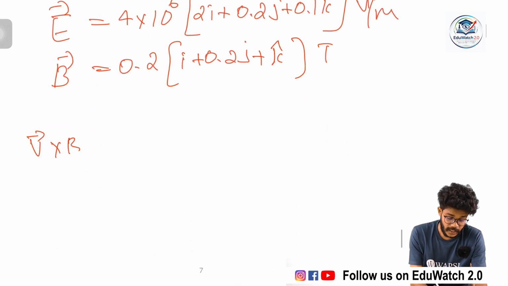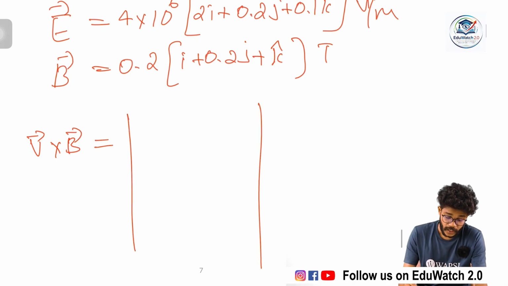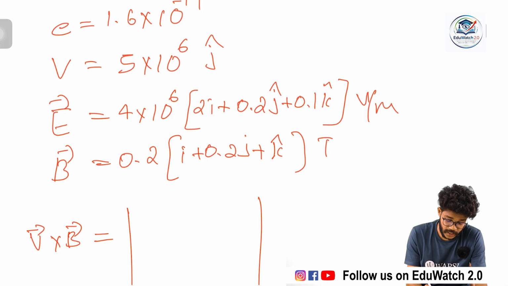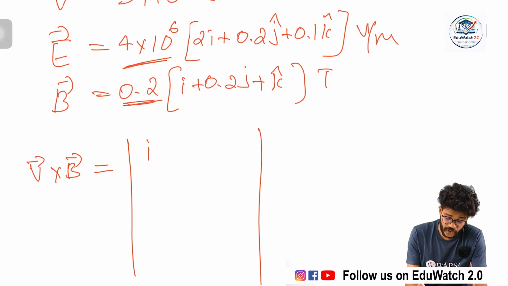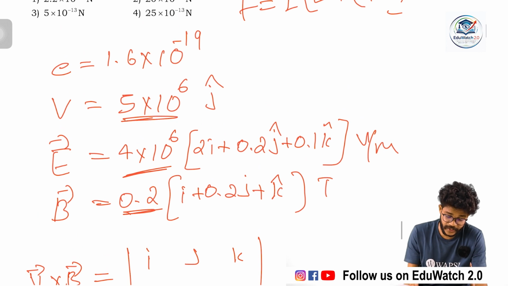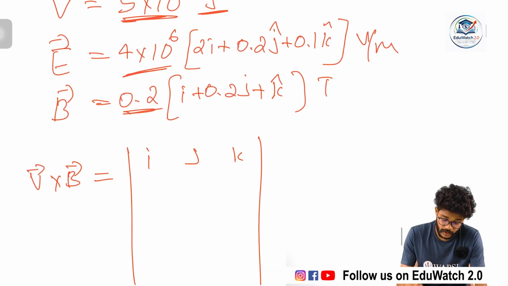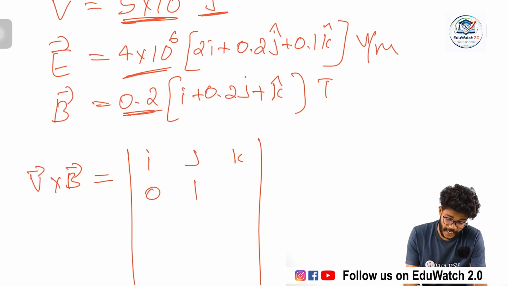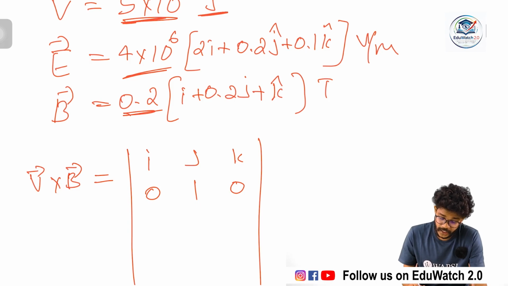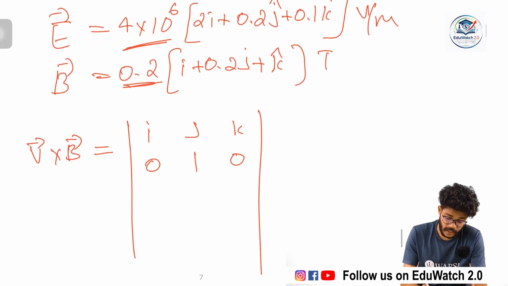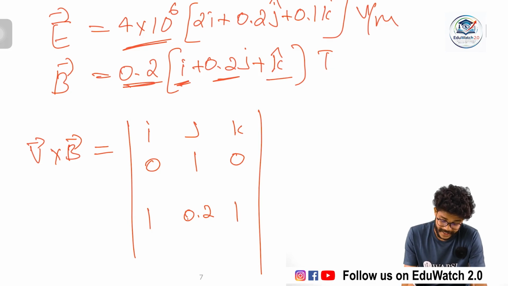V cross B is equal to the cross product. So we can leave the magnitude 0.2 and 4 into 10 raised to 6. Just take the cross product i, j, k. We can leave this magnitude, only consider this direction. V is only along the j, so 1 for j and 0 for i and 0 for k, and B is along i, j, k, where i is 1, j is 0.2, and k is 1. Okay, what is the result?